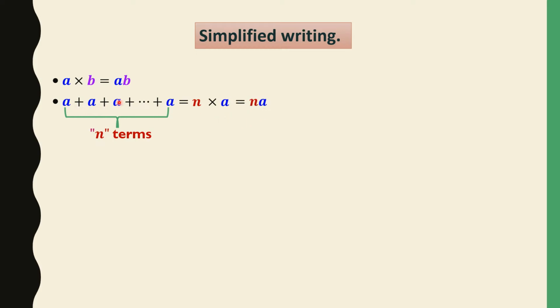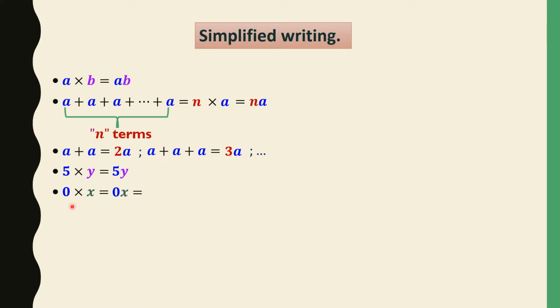So if we add the same term a number of times, we multiply the number of times by a, and we can write it na. Example, a plus a is equal to 2a. A plus a plus a, here we have 3 times a, it's equal to 3a. And it goes on. 5 times y, we can write it 5y. 0 times x equals 0x. And when we multiply any number or any variable by 0, it's equal to 0.